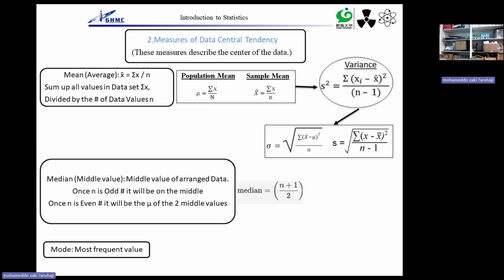I tell you, you don't need to remember. Whenever we have an odd set, it is always the middle value. When we have an even set, it will be the average, the mean, of the two middle values. So for example, 2 plus 4 is 6, divided by 2 is 3. So it's 3. You understand?